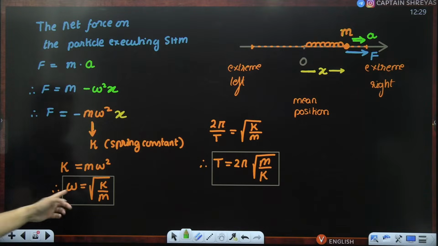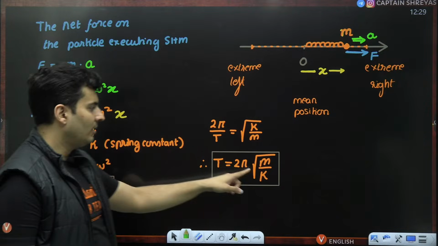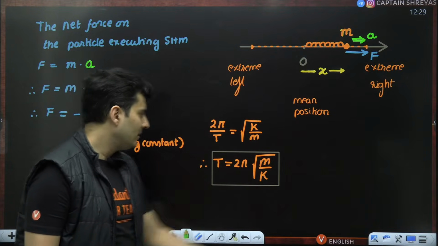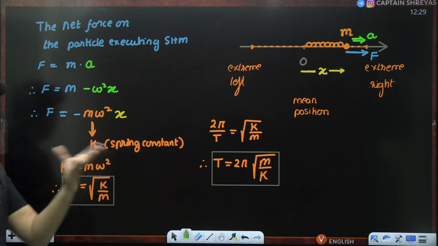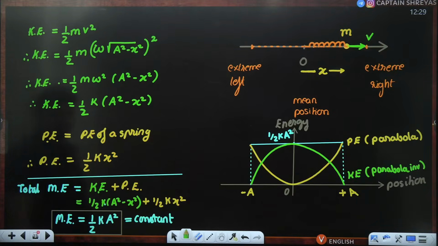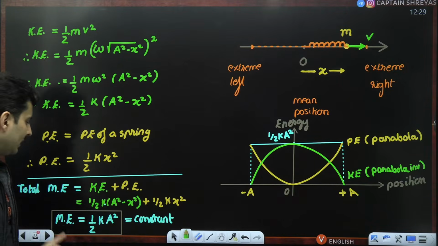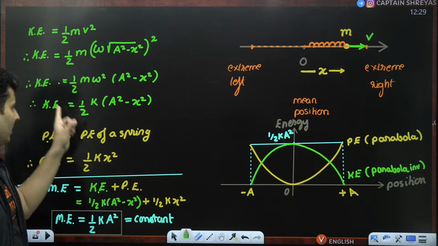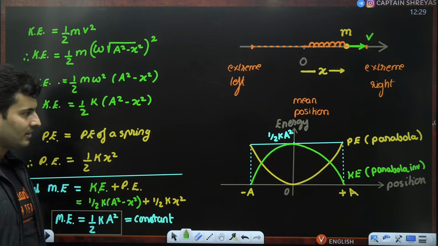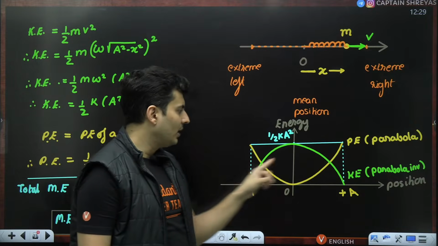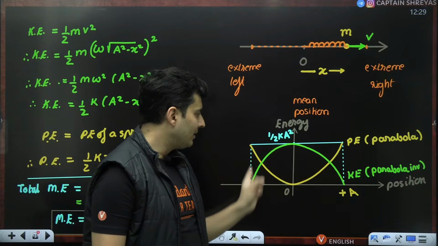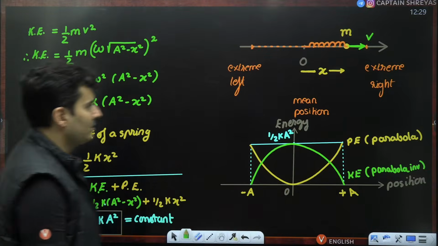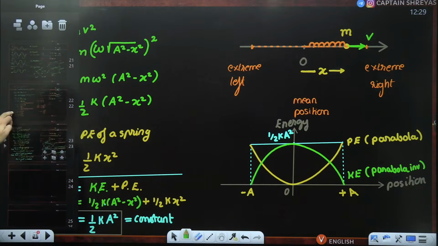Next thing, omega is root k by m. Time period of a simple harmonic motion is 2 pi root m by k. K is the spring constant of the spring to which the mass is attached. Okay. Total energy is always a constant, kinetic plus potential. Potential is half k x square. Kinetic is half k a square minus x square. The graphs look like parabolas. One is U-shaped, another is inverted U-shaped parabola. Their sum is always going to be conserved. These are the terms that we have learnt over here.